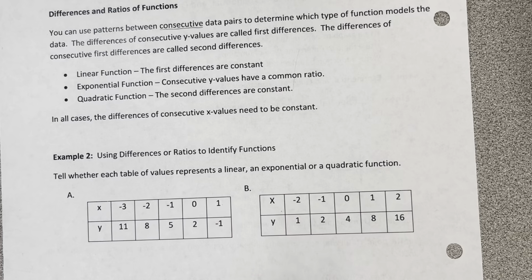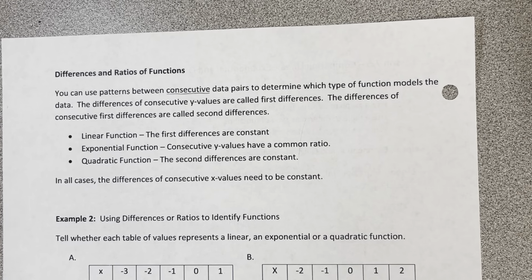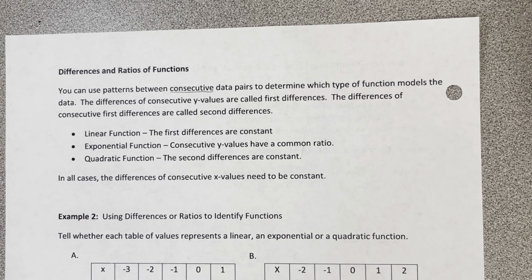-1, 0, 1. It doesn't skip any x values, so consecutive data pairs to determine which type of function models the data. The differences of consecutive y values are called first differences. The difference of consecutive first differences are called second differences. Now, the reason they mention that is that comes into play with quadratics. It doesn't come into play with the other functions, but we'll see what's going on with that.